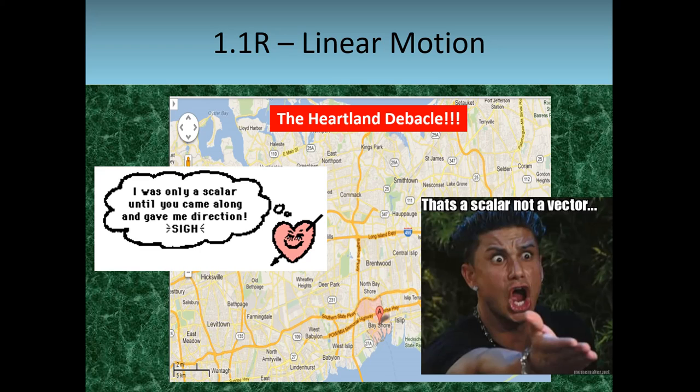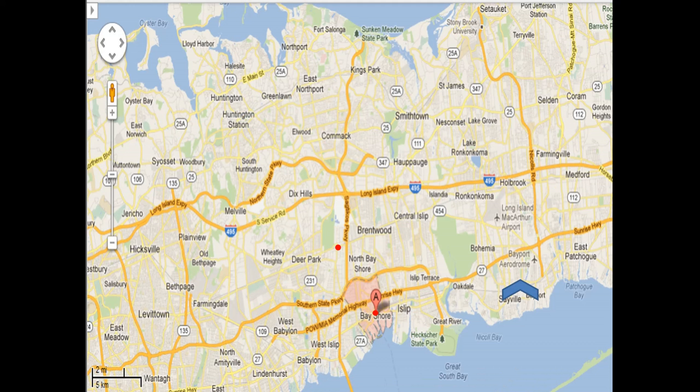This is going to be broken up into a few pieces. The first one, to introduce the concept of linear motion, I'm going to tell a quick little story called the Heartland debacle. This comes back to a time when I was first learning to drive. I had just gotten my license, and I was one of a few of my friends who had a car and a license. So I went to my friend's house, and we decided that we wanted to go to the golfing range.